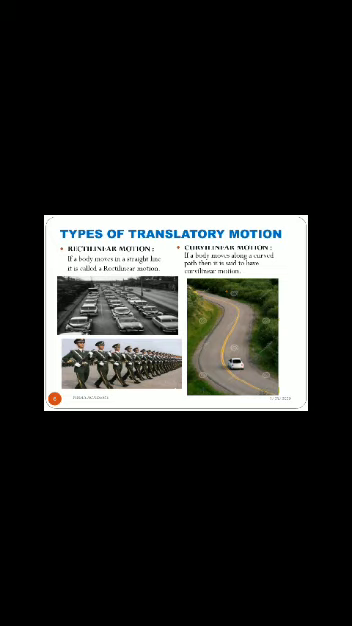And the second one is curvilinear motion. You can see the car is moving on a road which is curved, not straight in shape, but having some curvature. So we can say that the car is moving in a curved path, and this is called curvilinear motion.